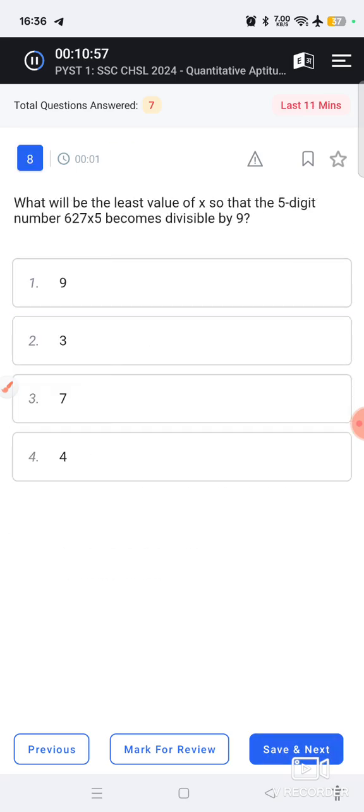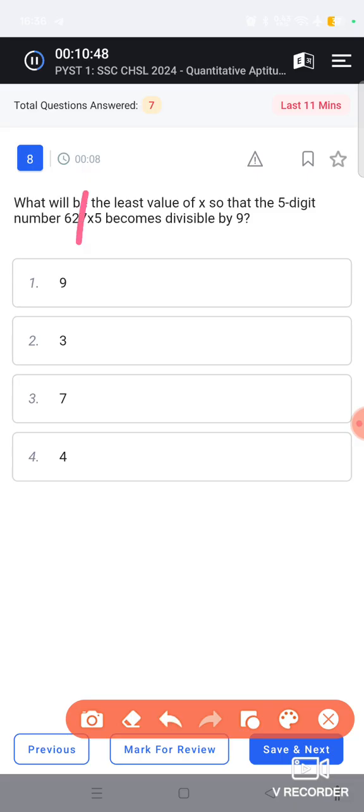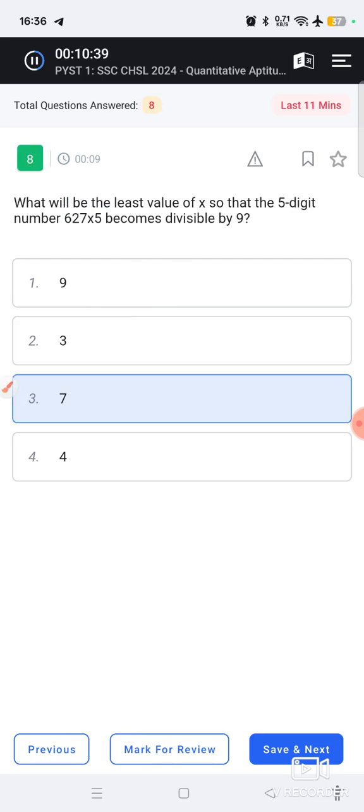What will be the least value of x so that the 5-digit number becomes divisible by 9? Divisible by 9, it means what we have to do? 7 to cancel, and 5 and 6 is 11. 11 plus 7 is divisible by 9. Yeah, okay, 7 is the answer.